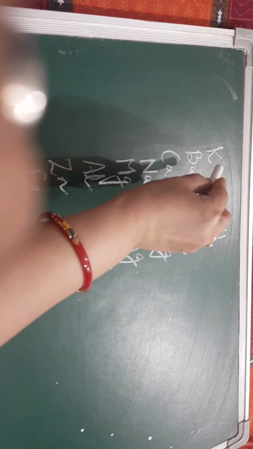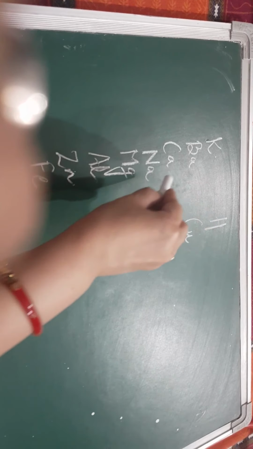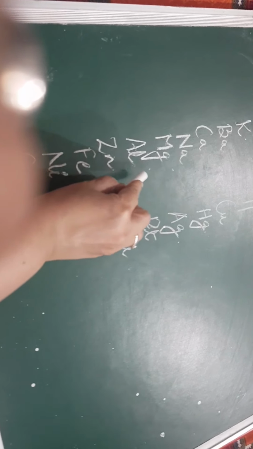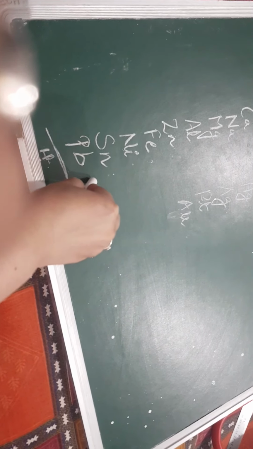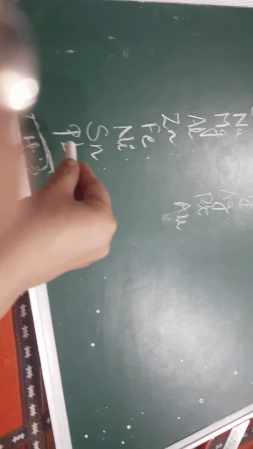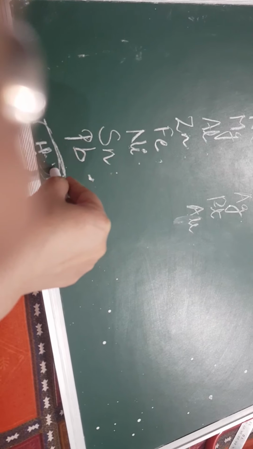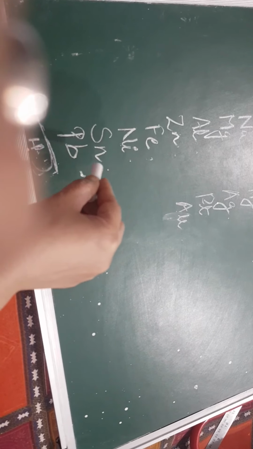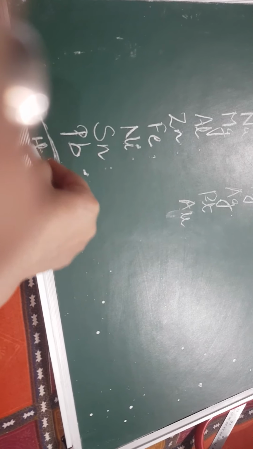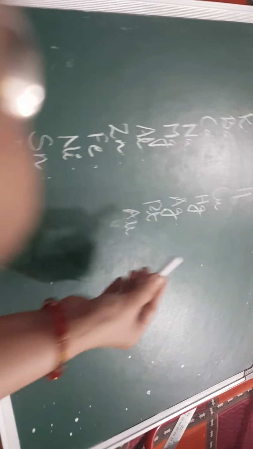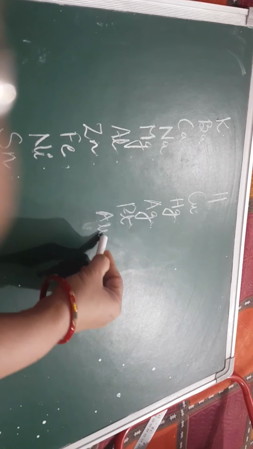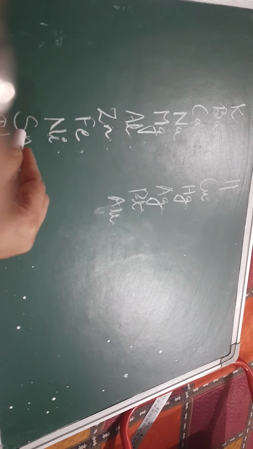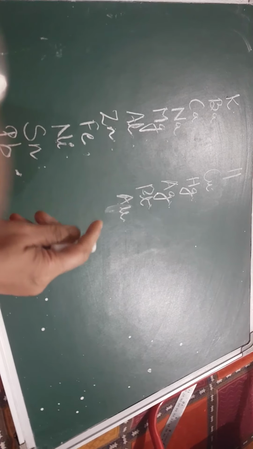Remember this, children: potassium, barium, calcium, sodium, magnesium, aluminium, zinc, iron, nickel, stannous, lead. And after that, hydrogen, although it is a non-metal, still it's there, because I just now showed you an example of metal with acid. So all those metals above hydrogen can displace hydrogen from acids, and below hydrogen, children, are copper, mercury, silver, platinum, and gold. This is the reactivity series or activity series. You have to memorize this.